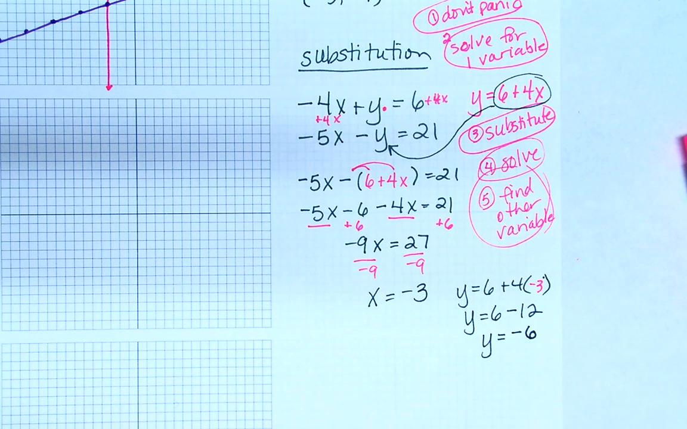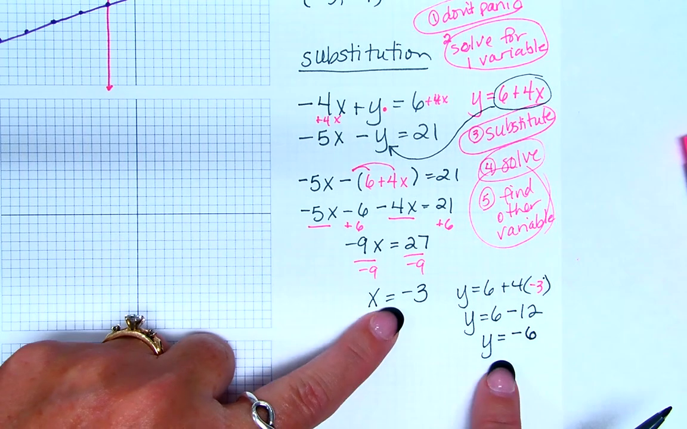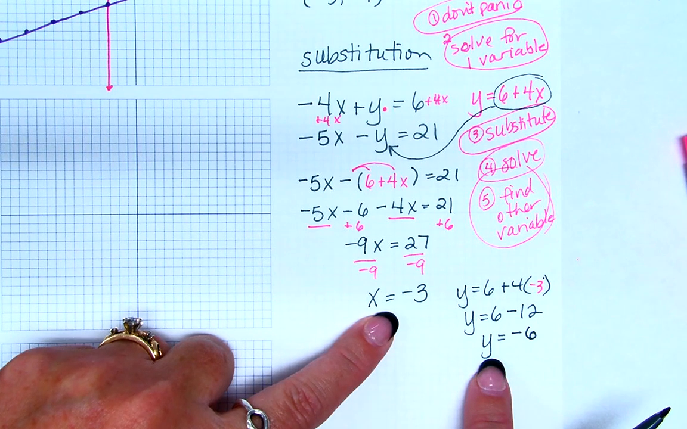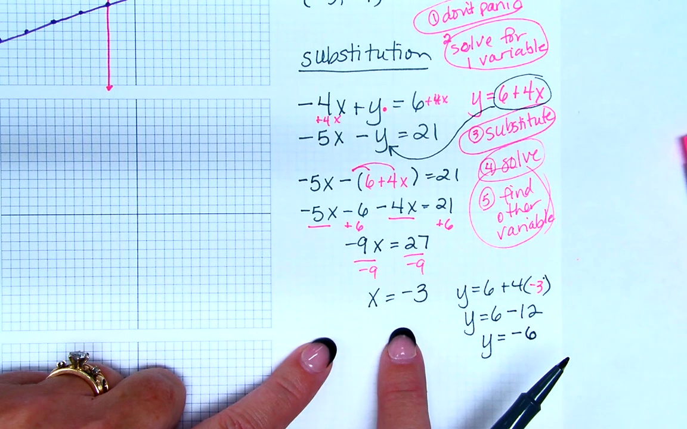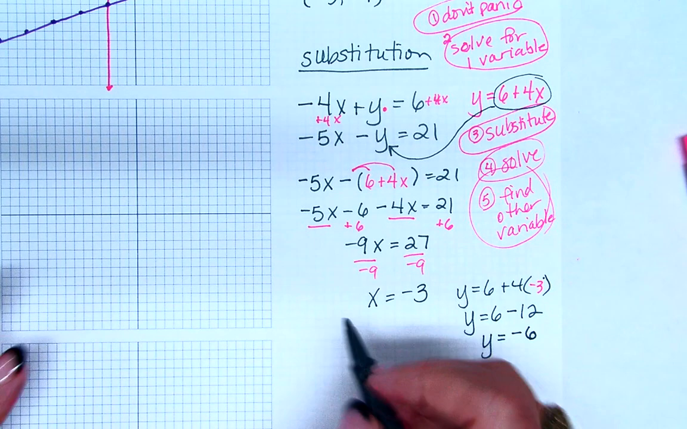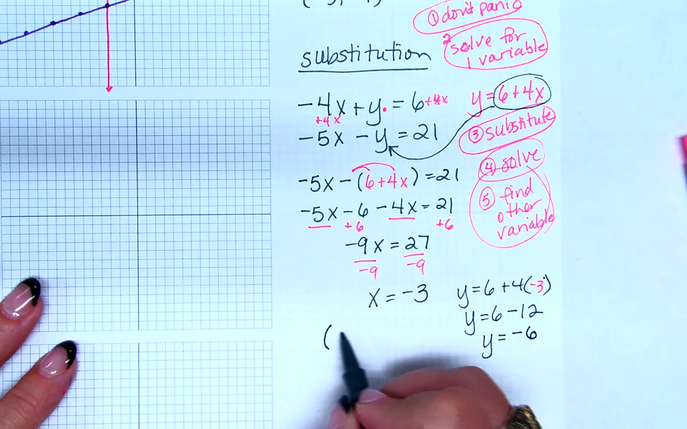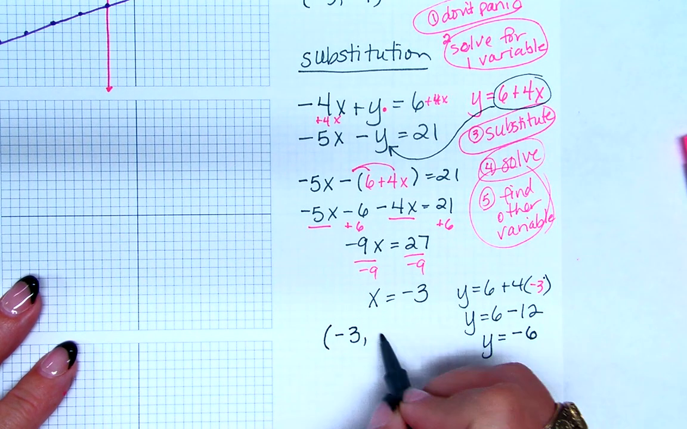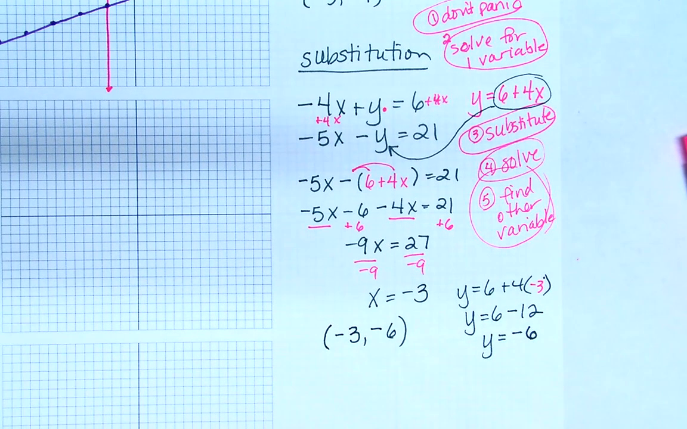Not yet, right? What am I looking for? The point of intersection. And yes, I have x and y, but what don't I have it written as? A point. I still have to write it as a point, don't I? So what's my answer? Negative 3, negative 6. I mean, couldn't I just write negative 6, negative 3? Does it really matter what order I put it in?